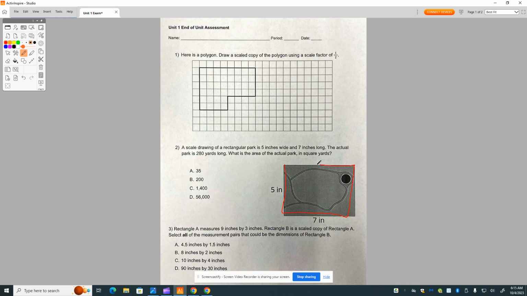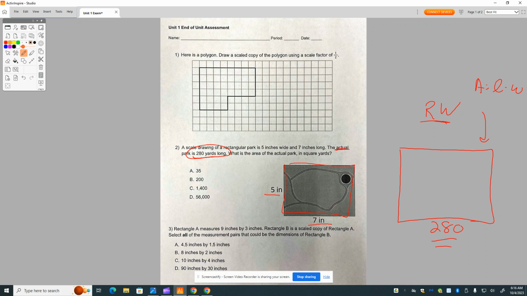I know that this is my scale drawing. I know that there exists some real world park out there. Now, if I know my scale drawing is 5 inches wide and 7 inches long, and I know that the real world is 280 yards long, well, I know that somewhere out there in the world, there is some park that's 280 yards long. Now, how in the world am I going to find the area of my actual park if I have to know the length times the width?